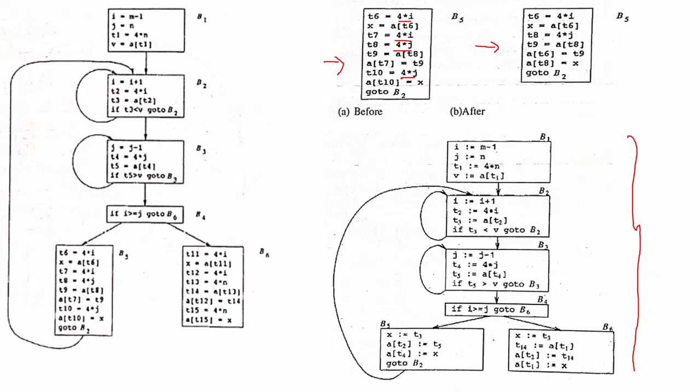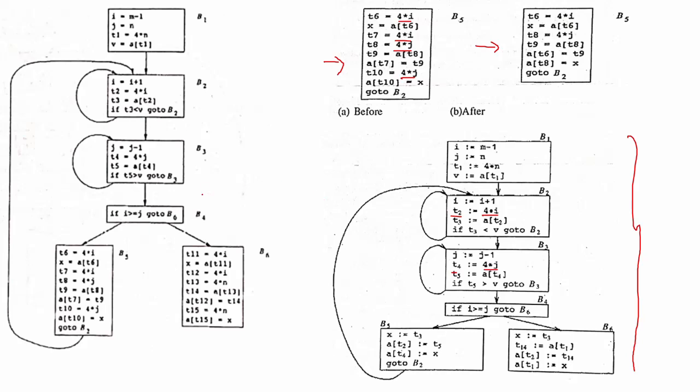Even then we can also reduce further. This is for B5, but when you take this entire flow graph, in block B2 itself we have computed 4 star I, and in block B3 we have computed 4 star J. So instead of having the separate thing in block B5, we can make use of the temporary variables T2 and T4 wherever we need 4 star I and 4 star J. Right? This is the optimization we will be using here.